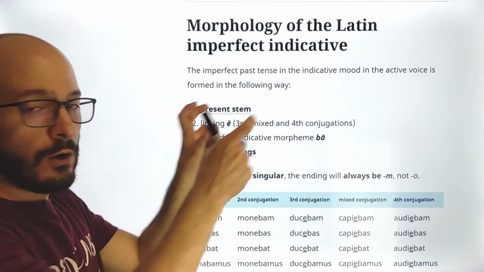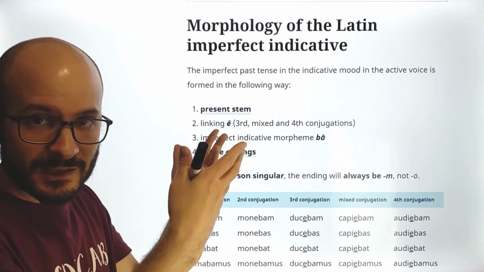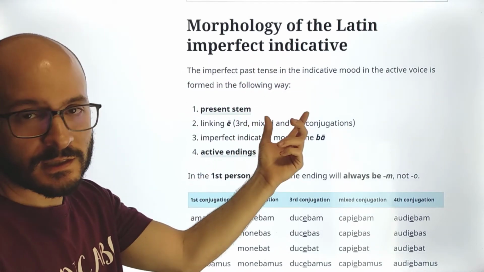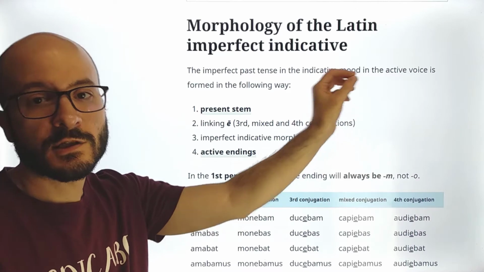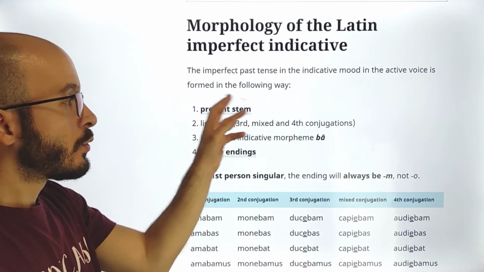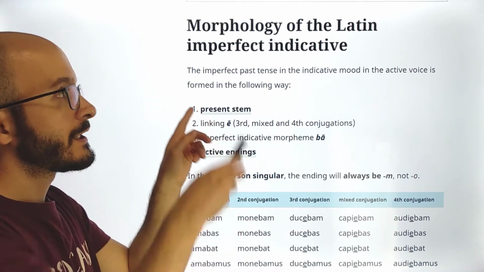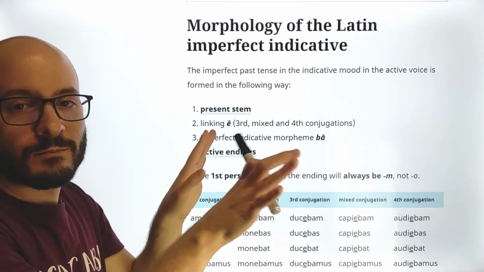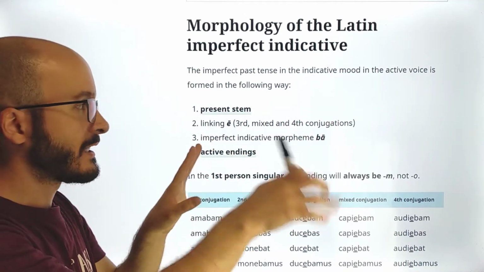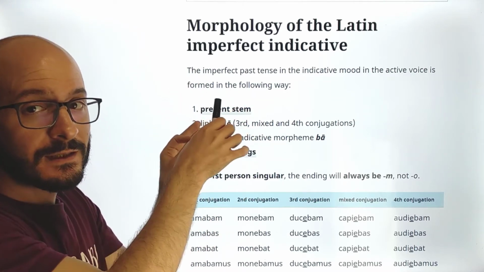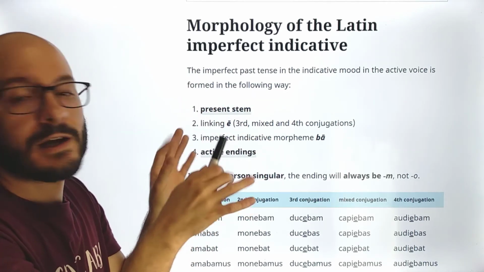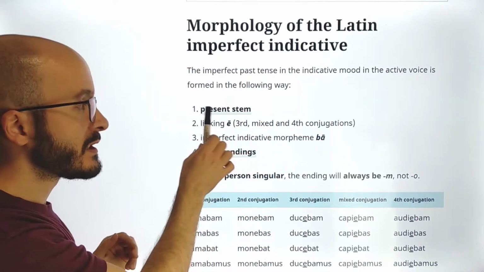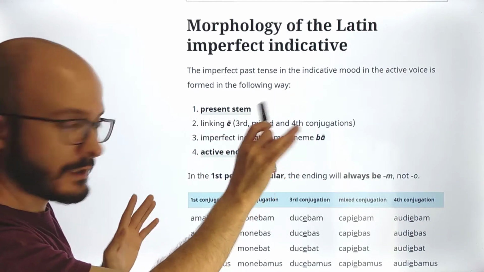Depending on the tense, for some tenses we take the present stem, for other tenses we take the perfect stem, and for others we take the supine stem. But because we use the present stem, that doesn't mean that we are talking about the present. No, we are talking about the past. These are two completely different things. Present stem doesn't necessarily mean present tense. We just have to learn that the imperfect uses the present stem. That's it.